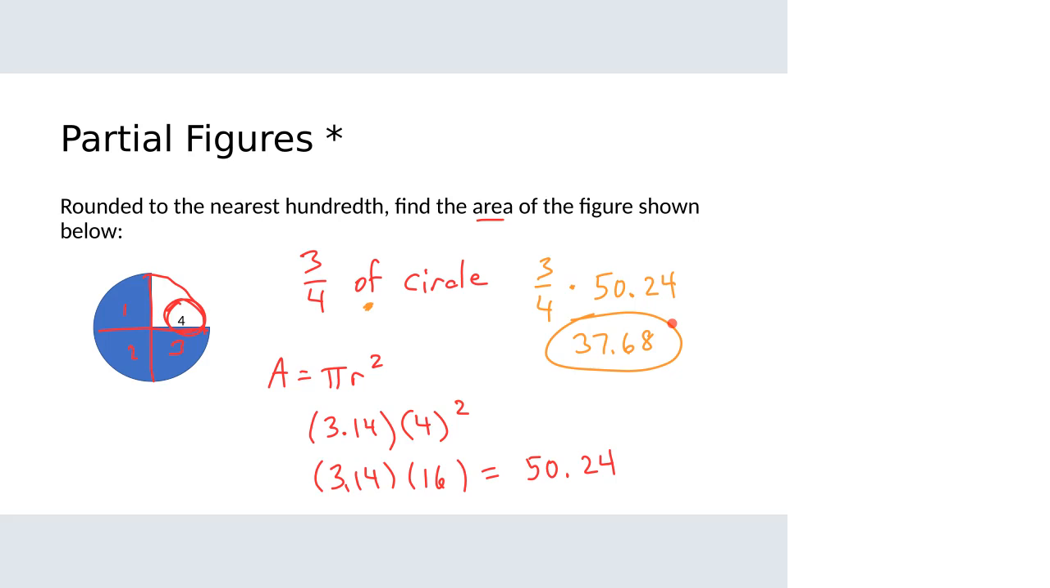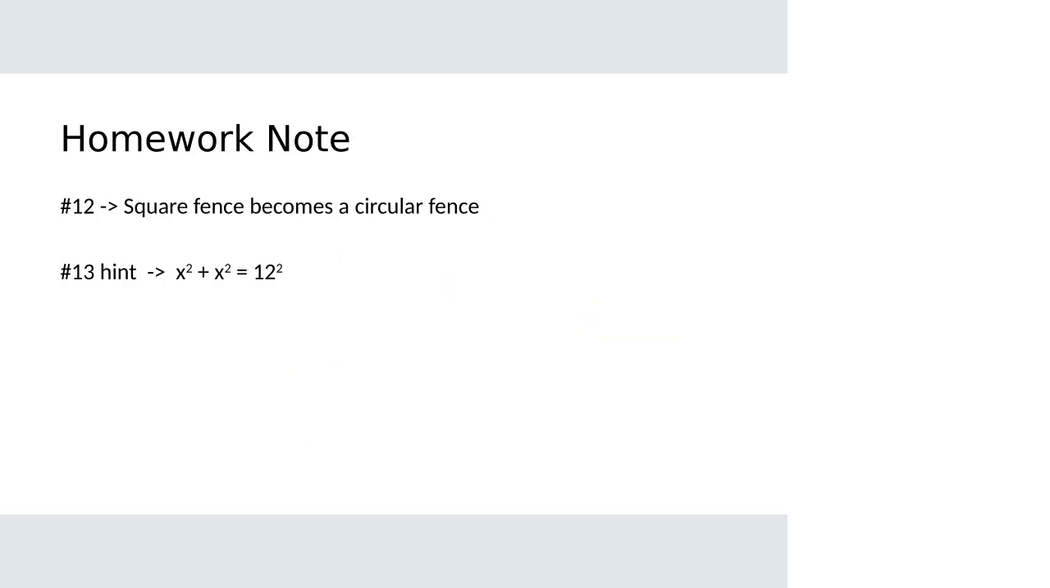All right, a couple of homework notes for today. Question number 12 in the book, when you read it, you may not be sure exactly what's going on there. What's going on in number 12 is you're starting out with a square fence. You're going to tear that down and then use the same amount of fence to build a circular fence. We start with the square fence, we tear that down, we use the same material to make a circular fence.